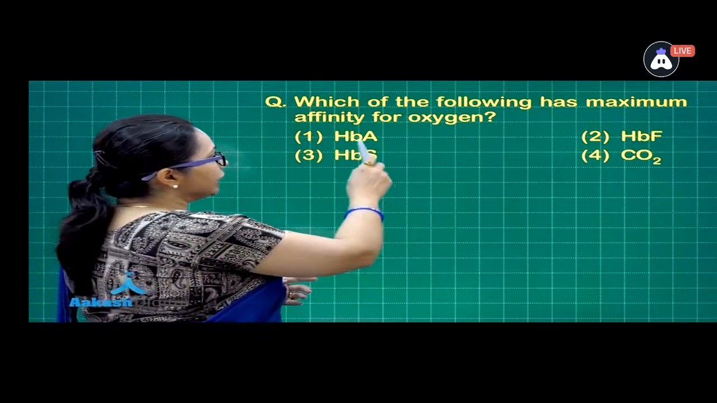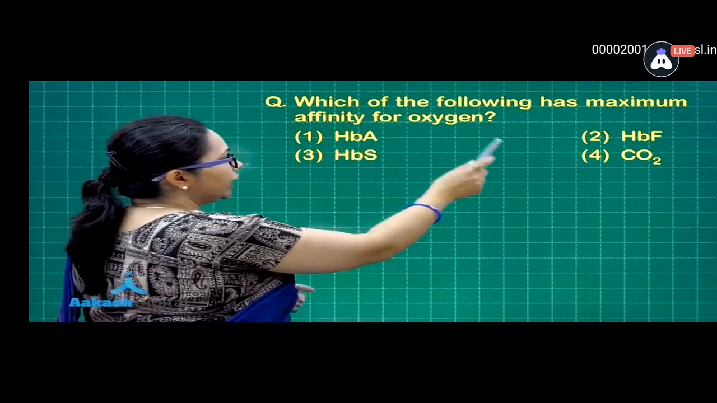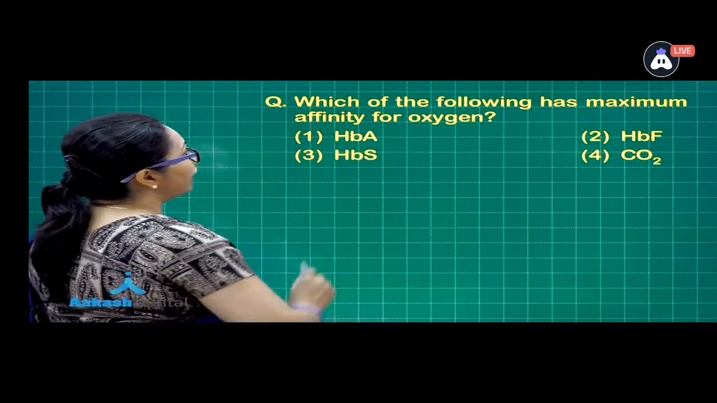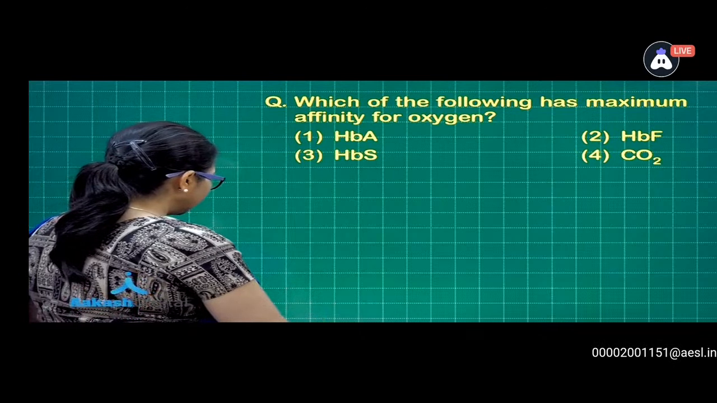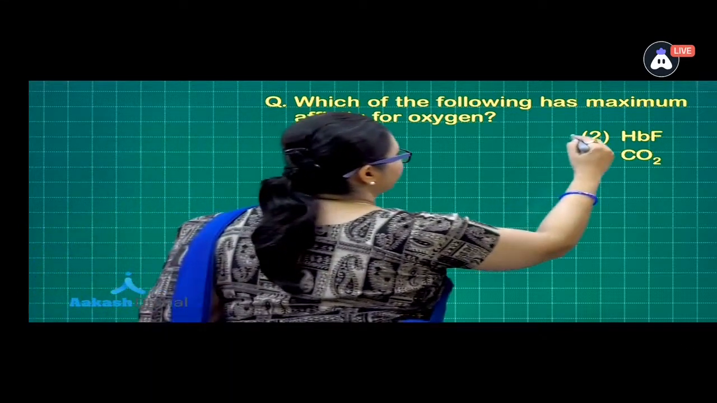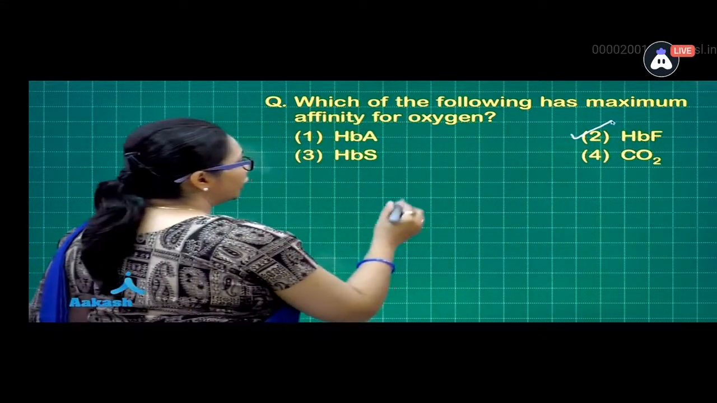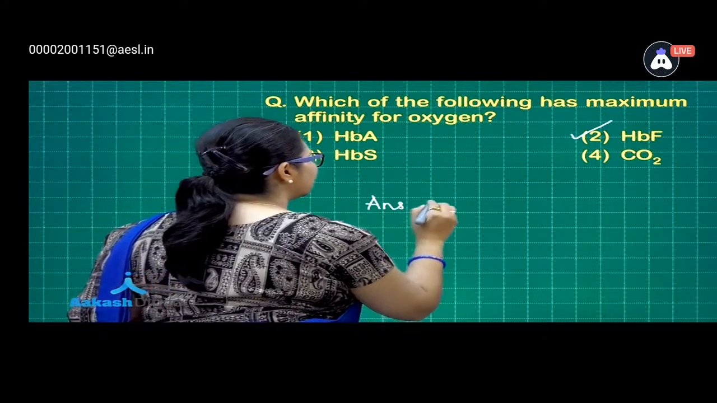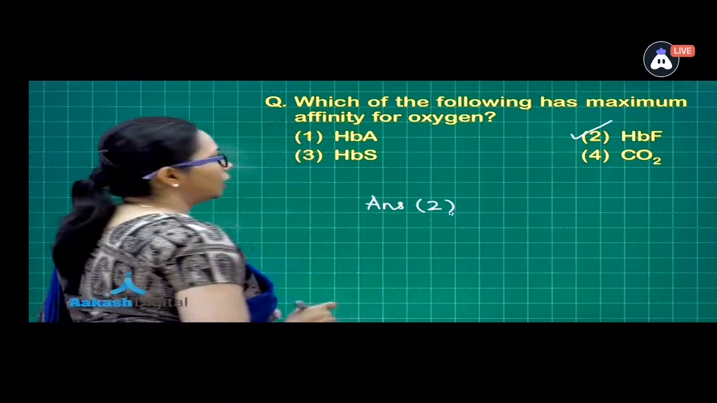So we have to basically consider the three pigments HbA, HbF and HbS. So out of this, the one which is having maximum affinity, that is certainly HbF. It has very low P50 value. So here our correct answer is 2.